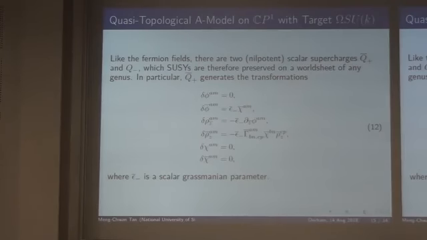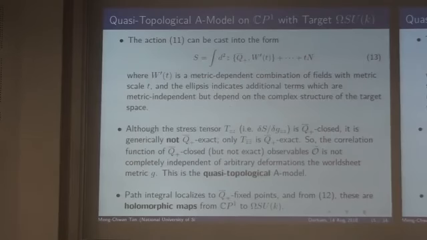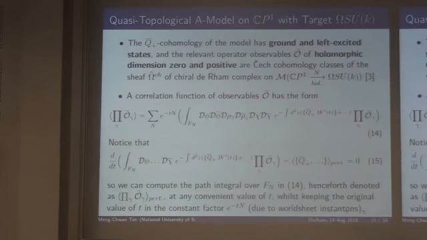Okay, but this is a different thing. It's the A model, so we have holomorphic maps, and the topological version of this model is also the one that is related to Gromov-Witten invariants. Okay, so it localizes onto Q-plus fixed points, and we saw that these are just holomorphic maps from CP1 onto the loop group. Very nice.